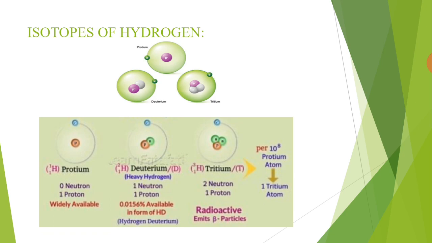Water that contains hydrogen 2, deuterium, in place of protium, hydrogen 1, is called heavy water. Naturally occurring hydrogen contains 99.99% protium, 0.0156% deuterium. Tritium is radioactive and is rare.